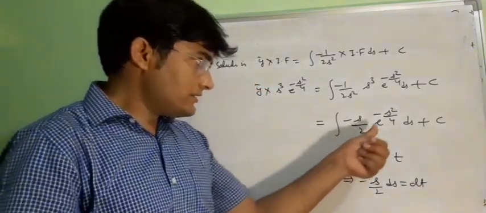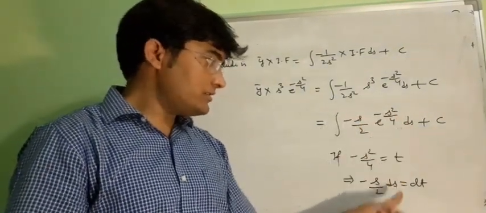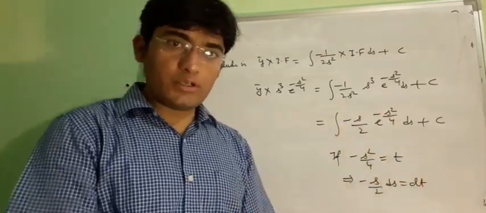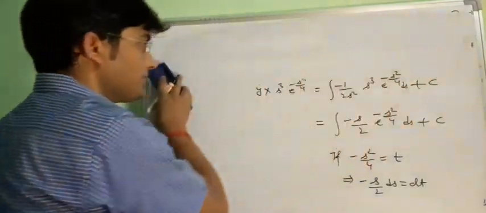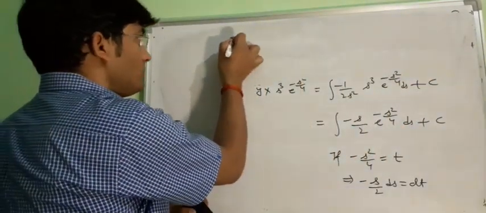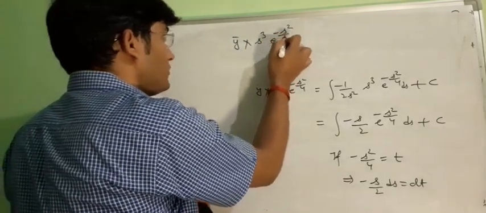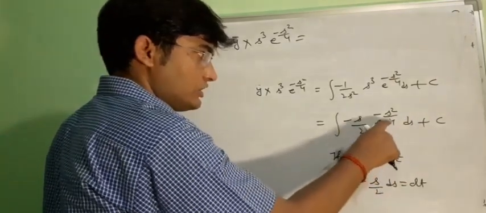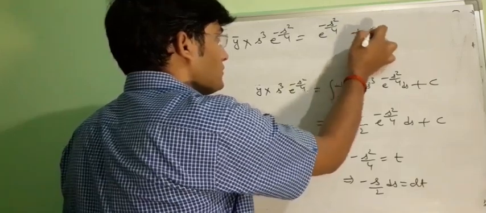So you can see that this is your e to the power t, and minus s upon 2 ds is dt. So this is basically e to the power t into dt, and the integration of e to the power t is e to the power t. So our answer will be y bar s cube e to the power minus s square upon 4 equal to, this was just e to the power t, and the integration of e to the power t is e to the power t plus some constant of integration.